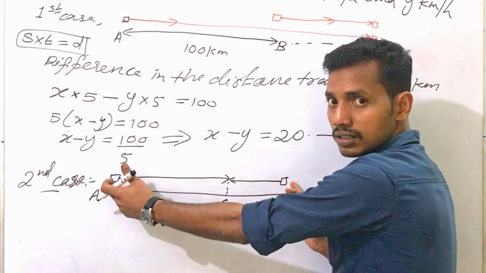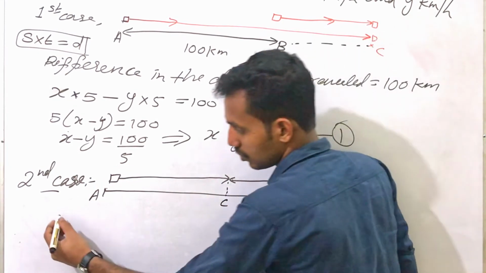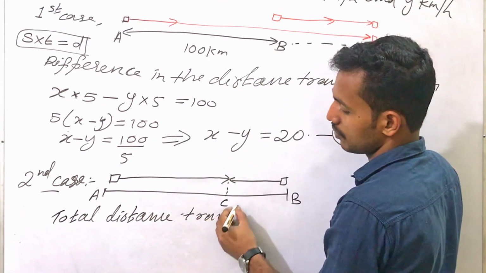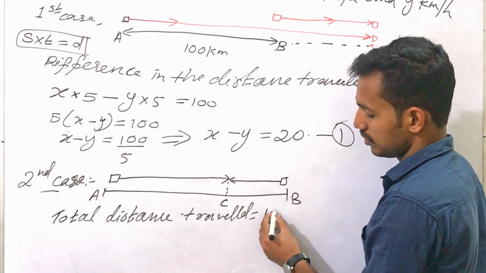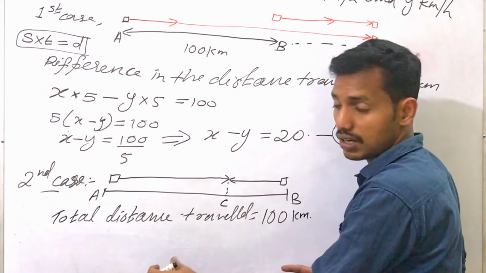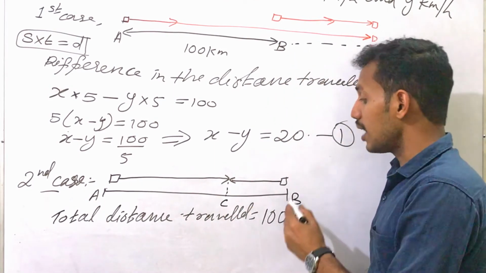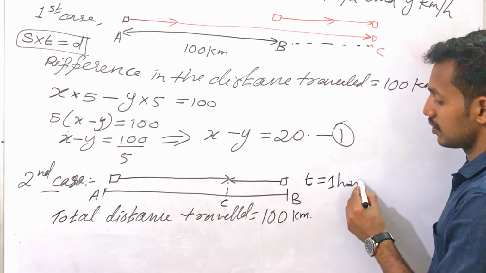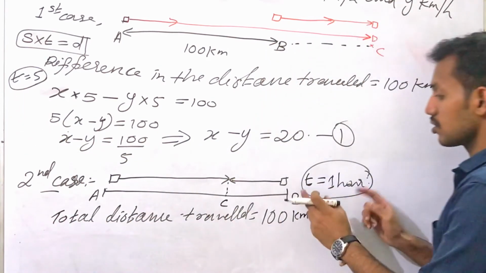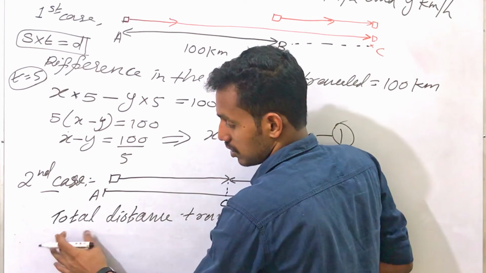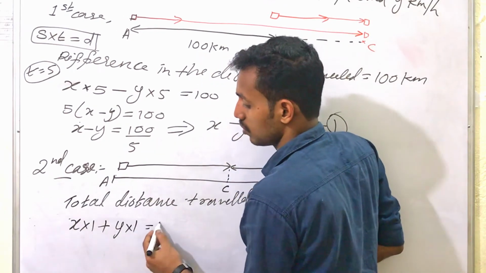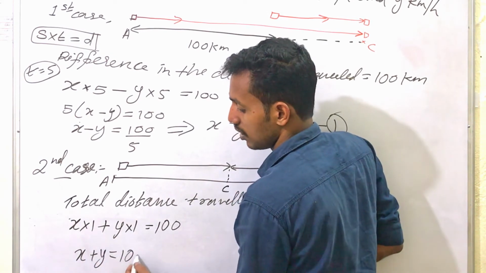That means the sum of the distance traveled by both the cars is equal to AB. So total distance traveled is equal to, what will you get? 100. Clear? That is AB, 100 km. What will be the total distance traveled? Distance traveled by the first car plus distance traveled by the second car. Here the time taken is 1 hour. Here it was 5 hours, and here only 1 hour they took to meet. That means distance traveled by the first car, that is x into 1, speed into time, plus distance traveled by the second car is equal to 100. That means x plus y is equal to 100. Equation number 2.